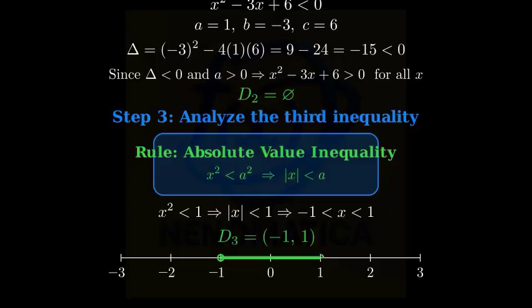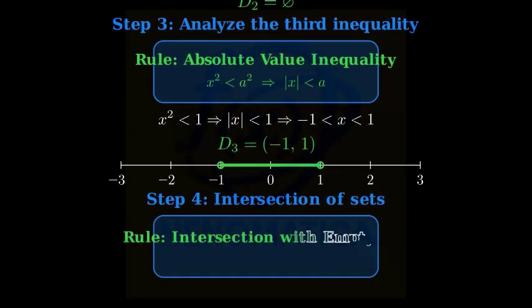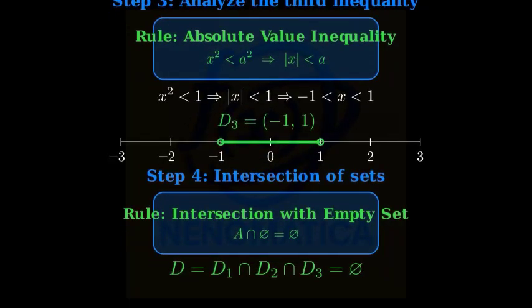Step 4. Take the intersection. The intersection with an empty set is empty. Therefore, the overall solution is D equals D1 intersect D2 intersect D3, which equals the empty set.